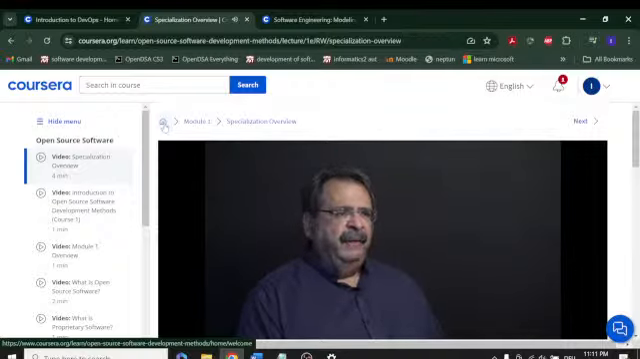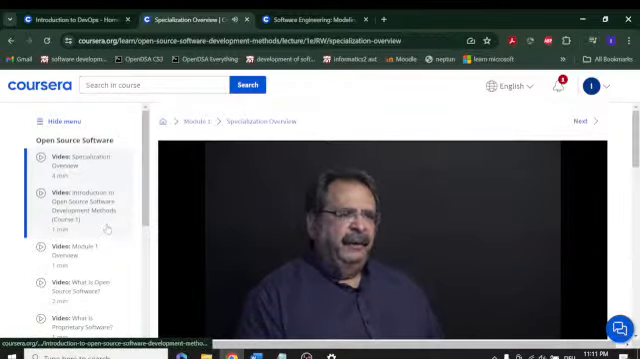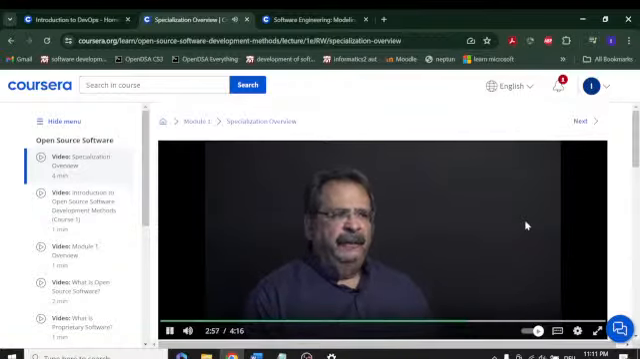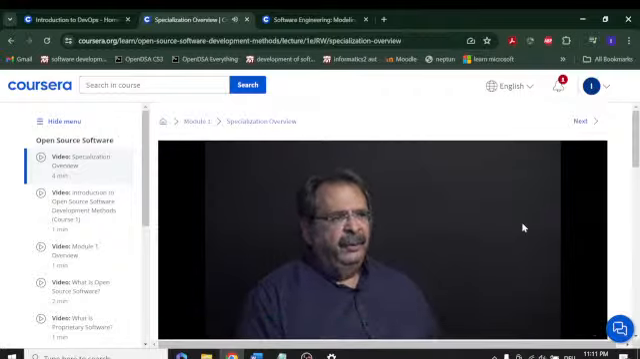The specialization has been divided into 4 courses. The first is Open Source Software Development Methods. The second is Linux for Developers, the third is Linux Tools for Developers, and the fourth is Using Git for Distributed Development. Each course uses several methods to present and solidify the learning material, including videos, readings, examples, external resources, lab exercises, graded and ungraded assessments and discussions, etc.